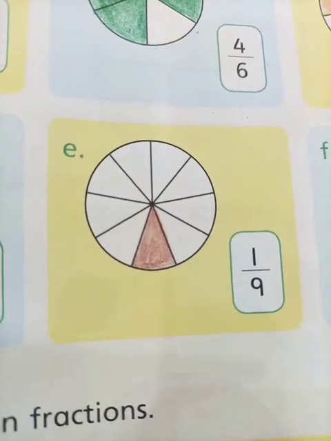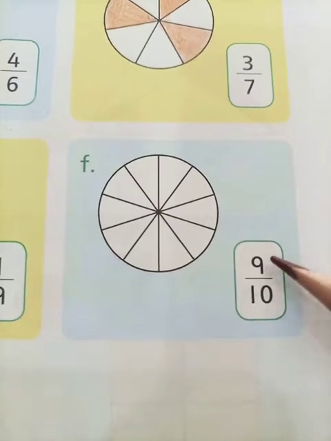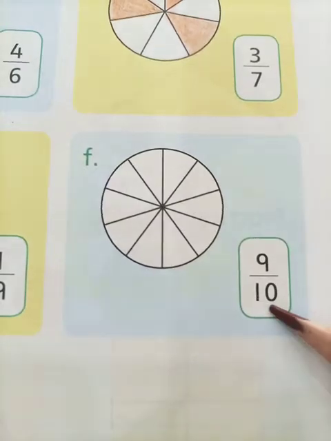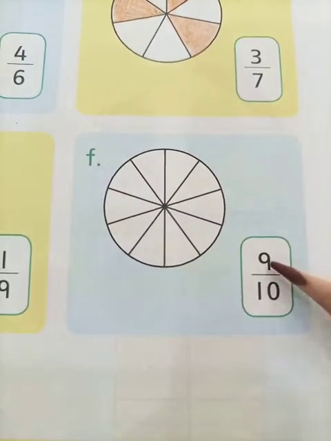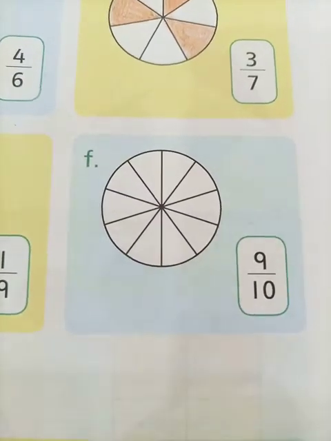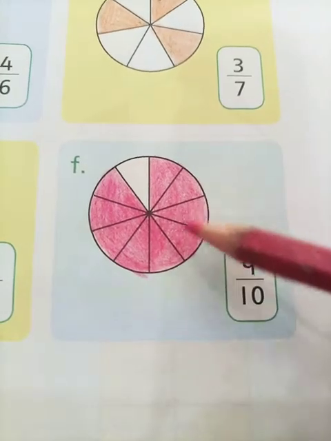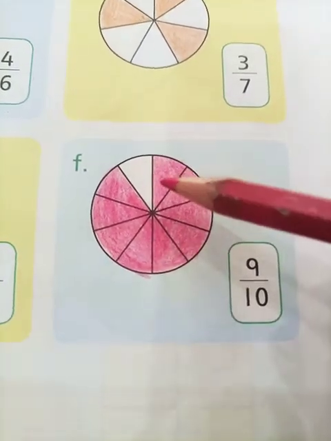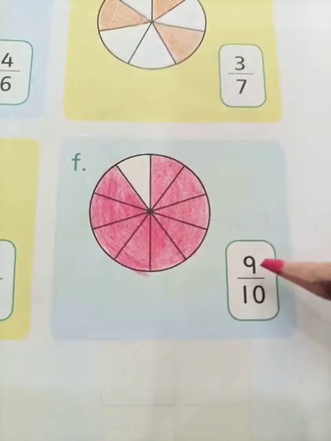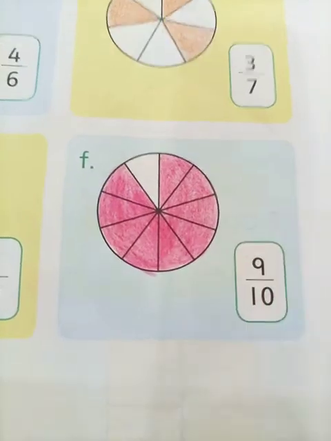Okay students, come toward our next part F, in which you are going to color 9 parts out of the 10. Here in total we have 10 parts, and you are going to color only the 9 parts, leaving only 1 part. Now look, I have colored 9 parts out of the 10 parts, leaving only 1 part. So students, I have colored 9 out of 10, which means 9/10 part of this circle.